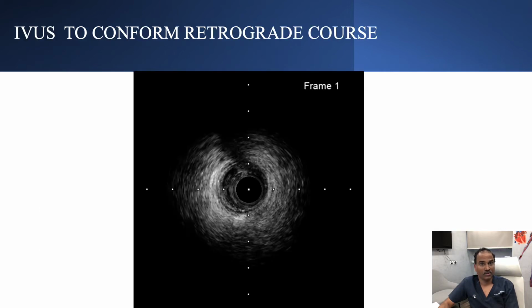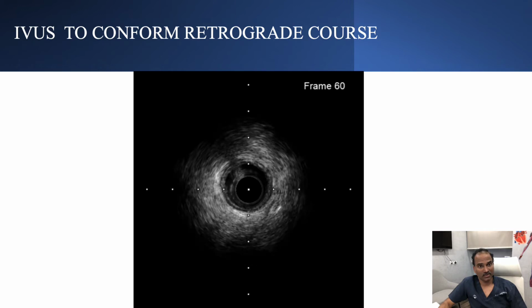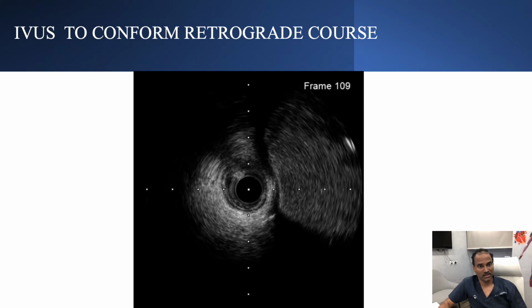To confirm wire position and its relation to the aneurysm, we did an IVUS. So I'll show you what exactly IVUS shows here. You can see this is the aneurysm, and this is the sinoatrial branch from which I'm doing intravascular ultrasound, and this is the retrograde wire, that is Gaia 3.